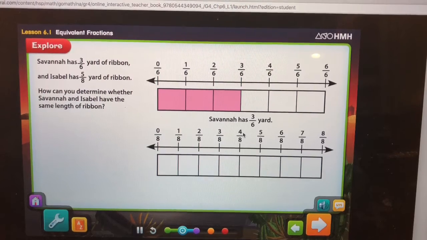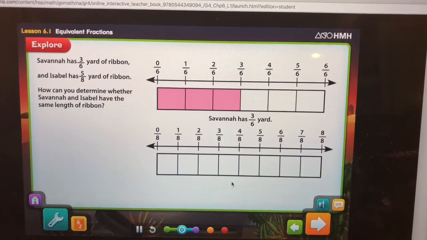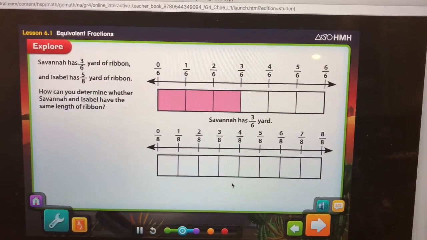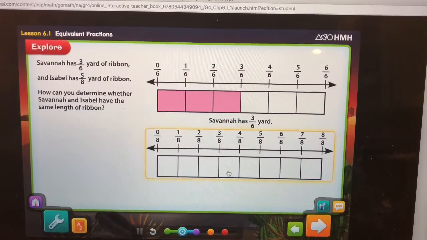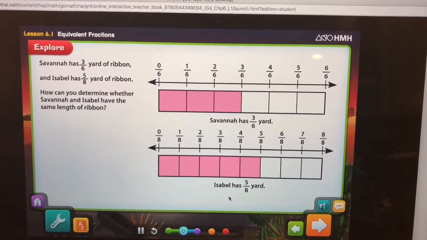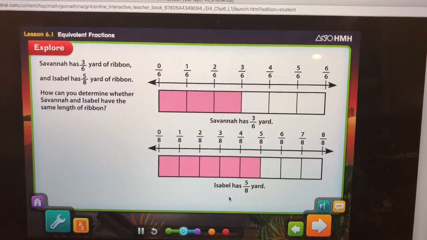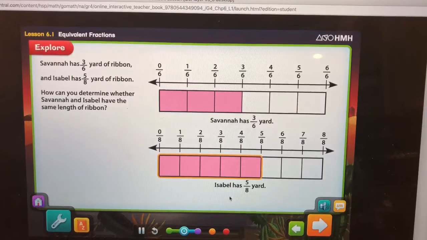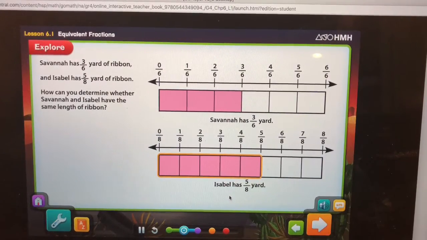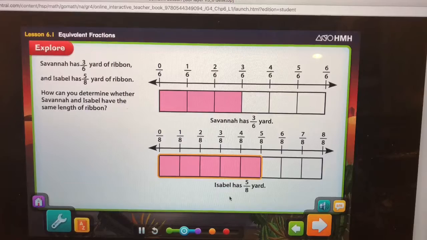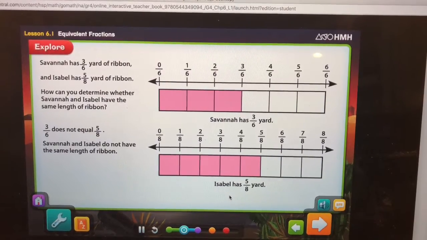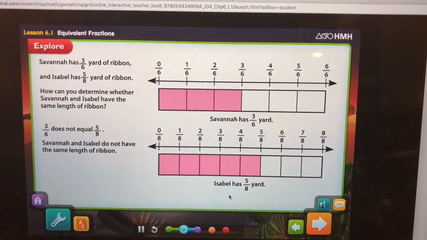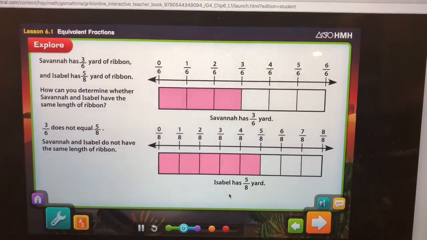Now, let's compare Isabel's ribbon to Savannah's. Use a model that shows 1 yard of ribbon divided into 8 equal pieces instead of 6. Isabel has 5/8 of a yard, or 5 of the 8 pieces of the model. Compare the models. The shaded sections are not the same size. Isabel's piece is longer than Savannah's. 3/6 and 5/8 are not equivalent fractions. This means that Savannah and Isabel do not have the same length of ribbon.